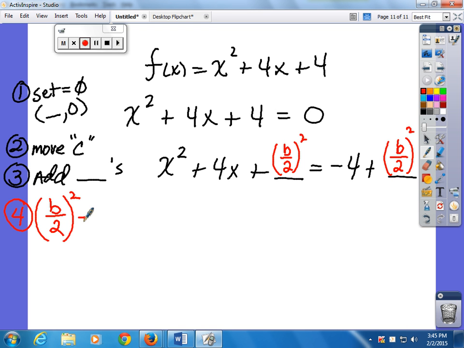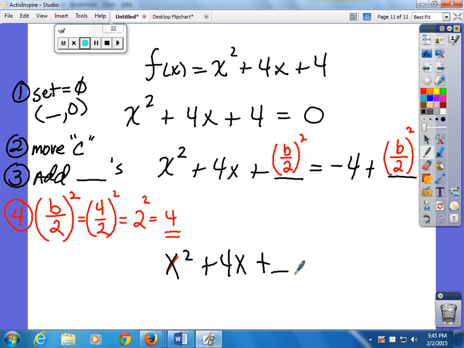Now in this case, what is B? 4. 4 divided by 2 is 2, squared, which is 4. So that 4 is going to go here and here. So I'm going to rewrite my equation. x squared plus 4x plus blank is equal to negative 4 plus blank. And I'm going to take my red and put a 4 here and a 4 here.